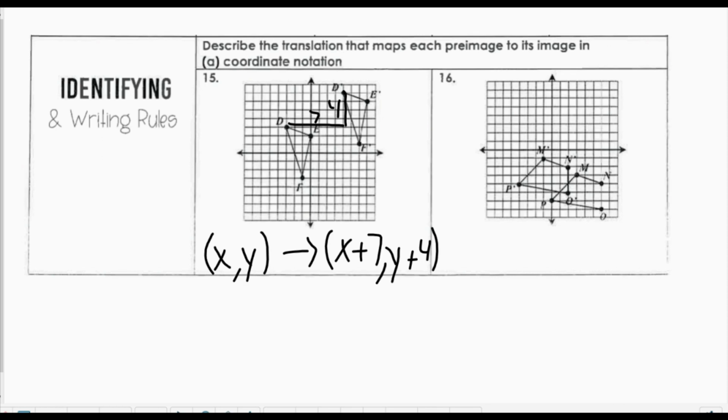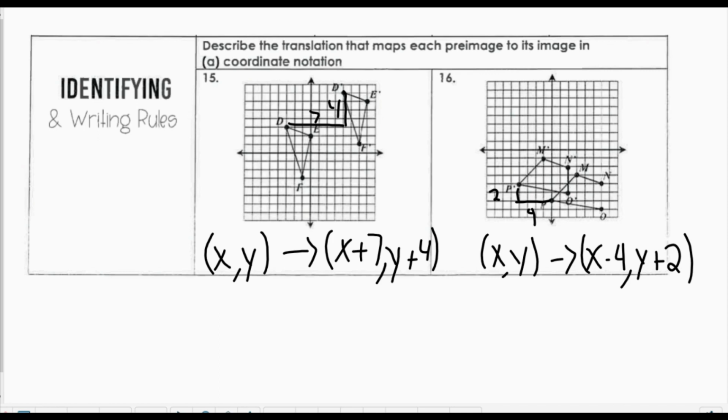Looking at 16, again, I'm going to move from triangle PMNO to triangle P prime, M prime, N prime, O prime. Now, if I just look at P, I'd move to the left 4 spaces and then up 2 spaces. So if I have my ordered pair x comma y, I make my modification of x minus 4 because I'm moving left 4 and y plus 2 because I'm moving up 2. And these two examples would be how I write my rules to identify how I map my pre-image to my image in coordinate notation.